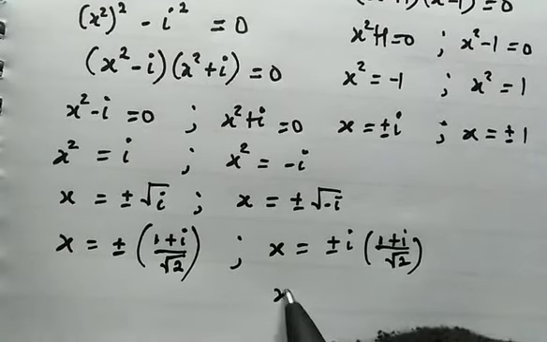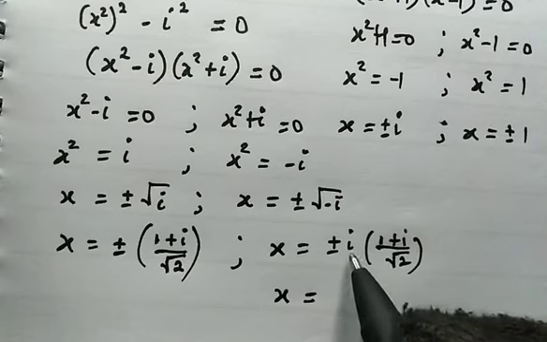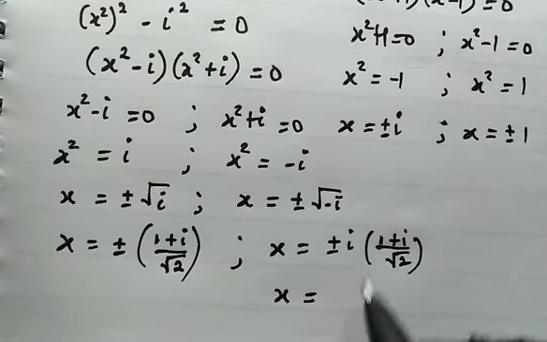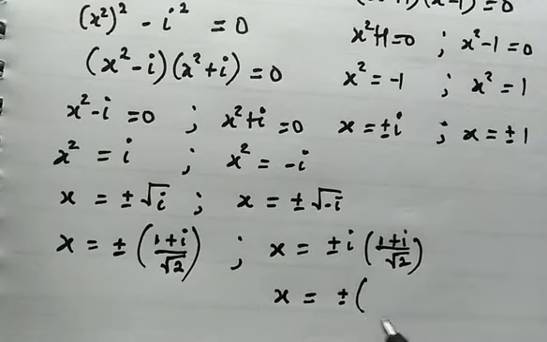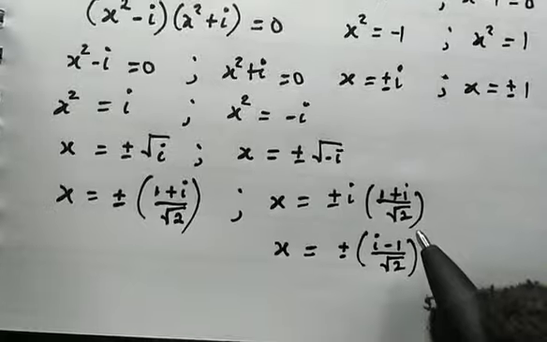So from here, x equals, so what do we have? We have to open this bracket with this iota, so we need to put it in bracket instead. That is I times 1 will give us I. Then I times I is I squared, which is negative 1. Then we have all over root 2. Now we have the solutions.